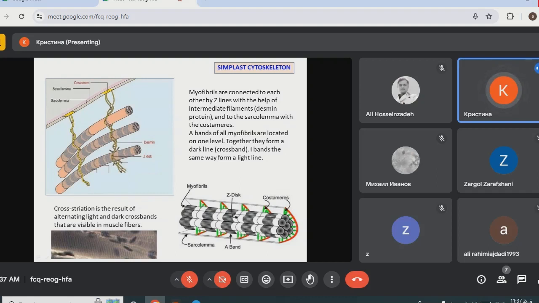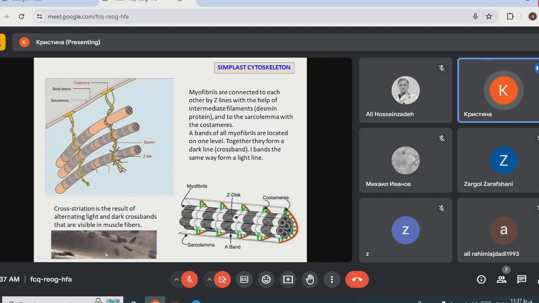attach the myofibrils to the sarcolemma of the muscle fiber in the area which is called costamere. Here you can see them, costamere. It is the area of attaching of myofibrils to the membrane of the muscle fiber, costamere.